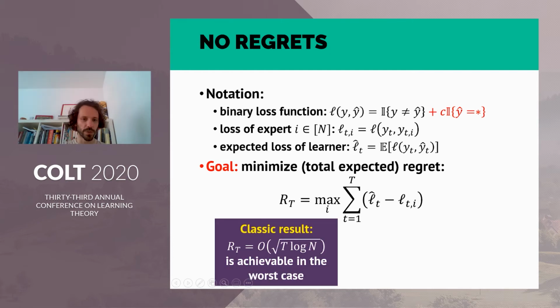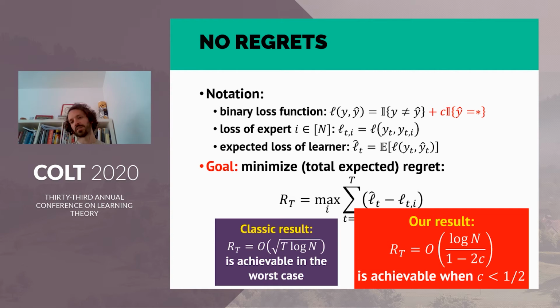All right, so it is well known that even in the case where the learner is not allowed to abstain, it is possible to guarantee a regret bound of square root of T log N for the learner for arbitrary sequences of predictions. Here, T is the time horizon and N is the number of experts. And the question that we answer in this paper is, how much can we improve over this guarantee under the abstention model described in the previous slide?